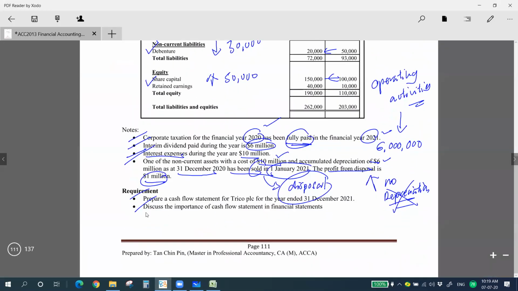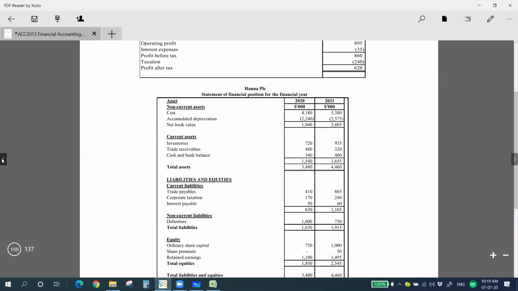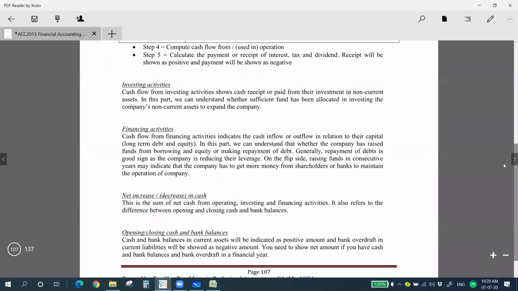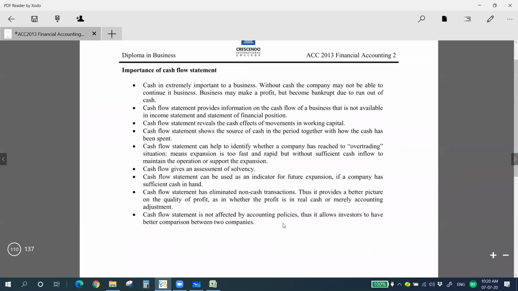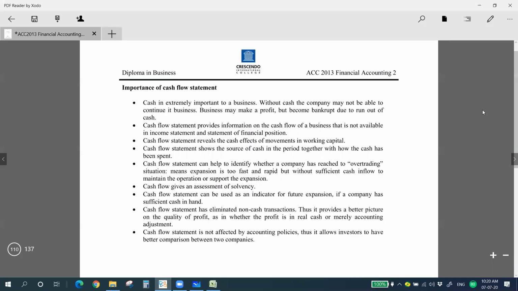So second requirement, discuss the importance of cash flow statement in your financial statement. So we can refer back to our page 110. Here shows you the importance of cash flow statement. First, cash is extremely important to a business. Without cash, the company may not be able to continue in business. A business may make a profit but become bankrupt due to running out of cash.